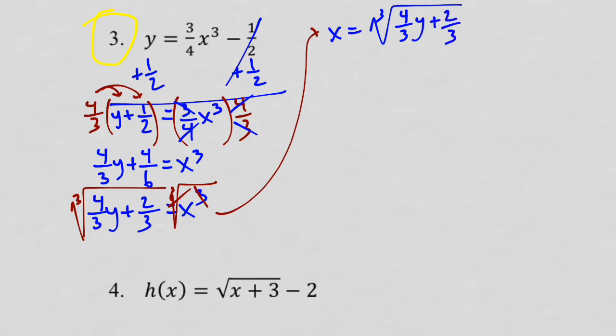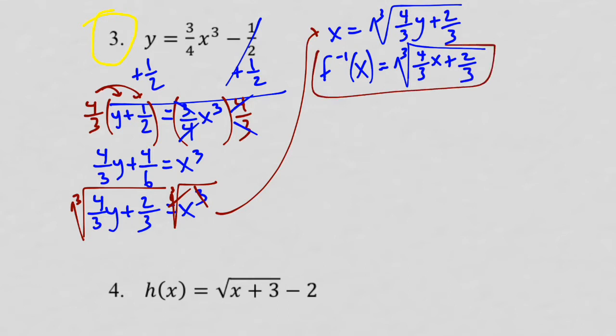Last step is to change the x with the y and also change it to f inverse. So this is your final answer. F inverse is the cube root of 4 over 3 x plus 2/3. And that's your final answer.